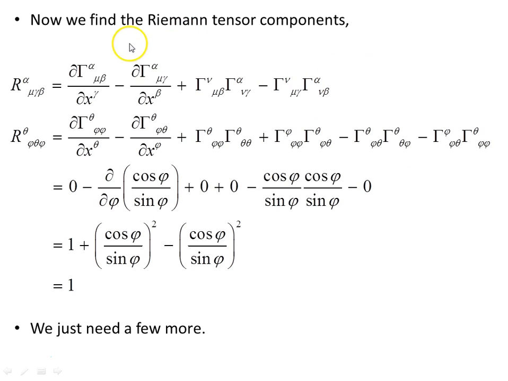Now, we find the Riemann tensor components. Here's the Riemann tensor again. And let's put in some components. Alpha is theta, mu is phi, gamma is theta, beta is phi. Put that in there, substitute. When you work through, evaluate the components, you'll end up with this, and you'll end up with 1. Alright, we just need a few more of these, so let's have a look.